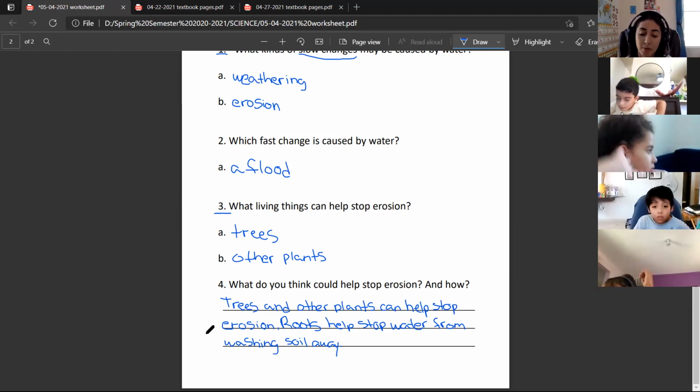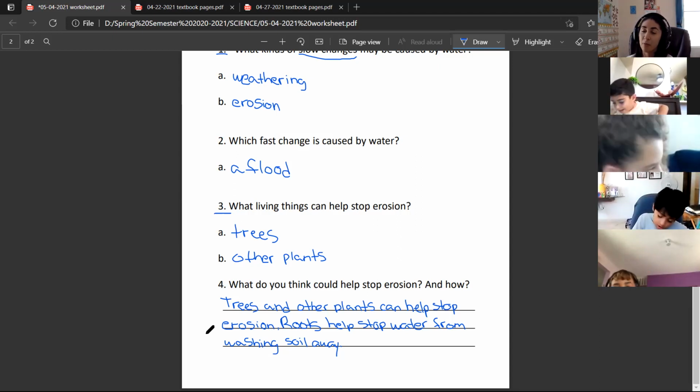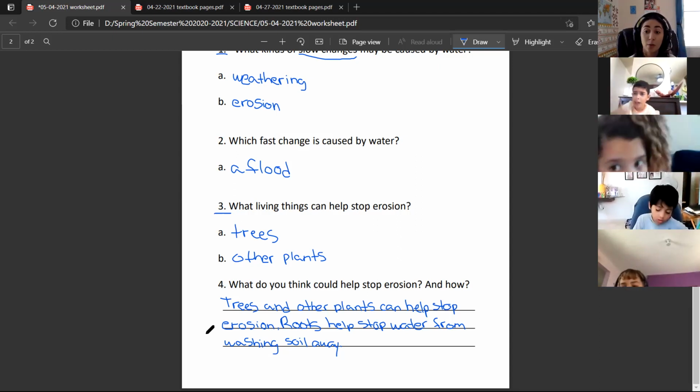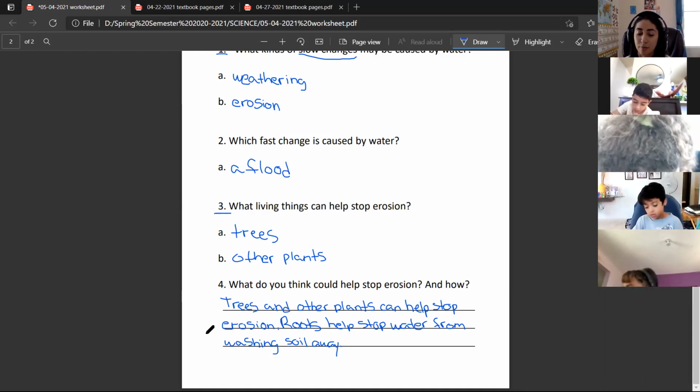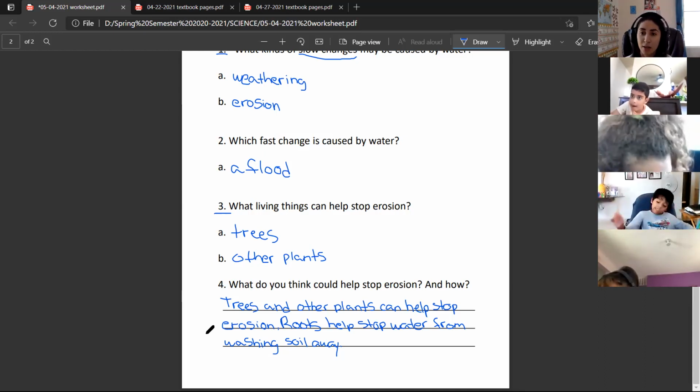How do they help stop erosion? Remember that erosion has to do with wind and water that move that soil away, that move that rock away. So how do branches and leaves help stop erosion?